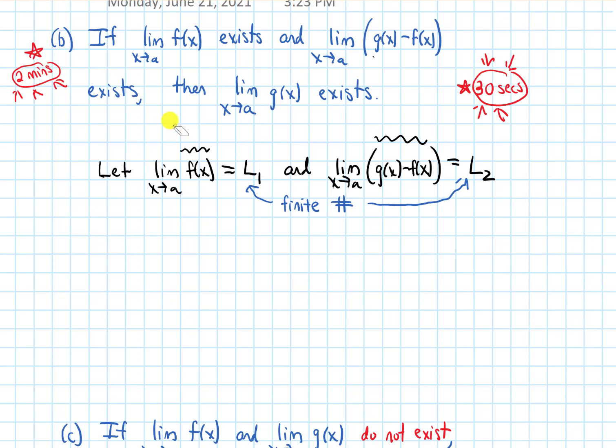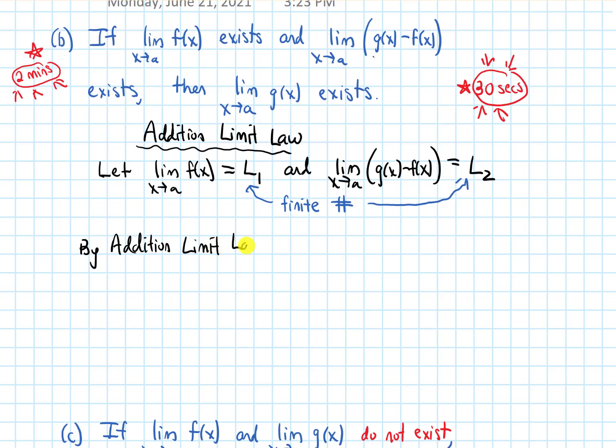Alrighty, let's talk about it together. So what I can do is add them. This is reminding me of the addition limit law. In fact, by that addition limit law, because these two limits exist, if you take the limit of those two things added together, so f of x added to g of x minus f of x, it tells me what that is supposed to be.